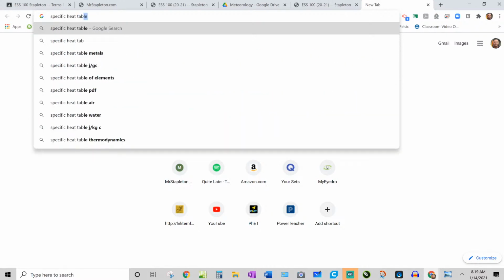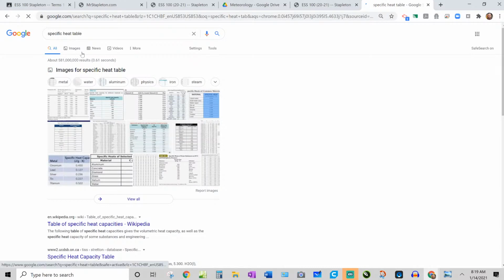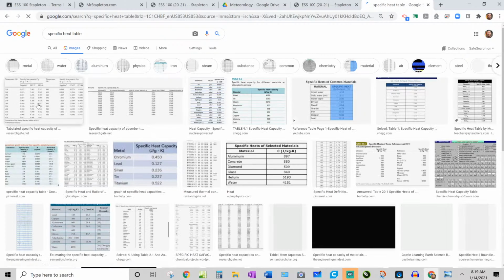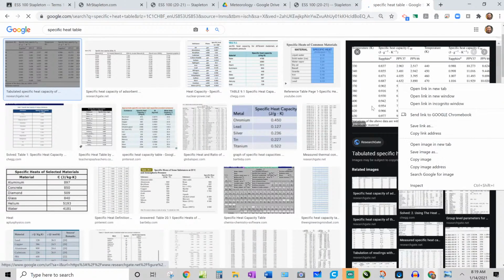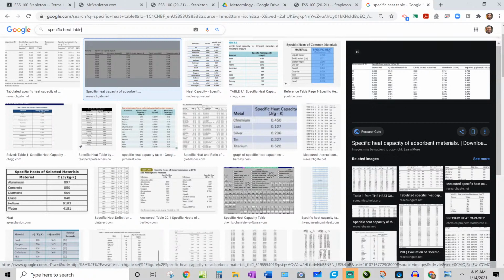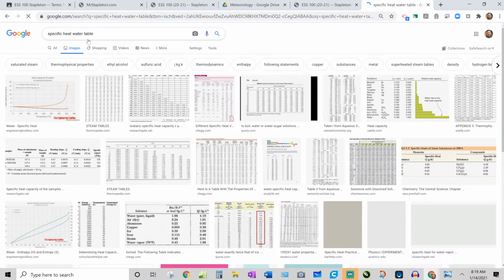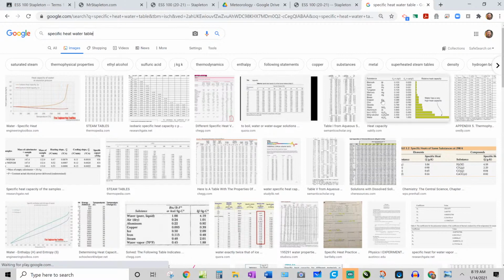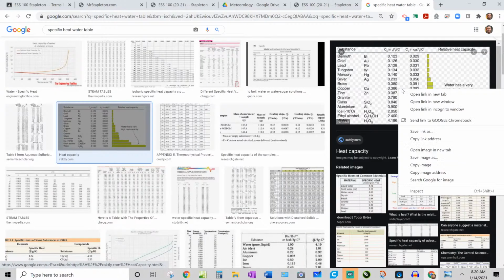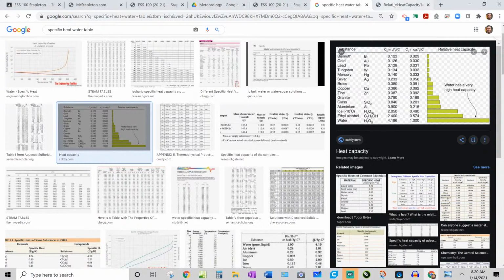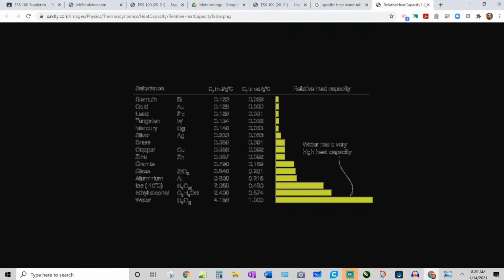Specific heat table. I'll just show you. I'm almost certain I can get one up here quickly that'll have water on it. Oh, come on. Sapphire, oh no. Specific heat of water. Specific heat. Here we go. Does this have water in it? Yes.